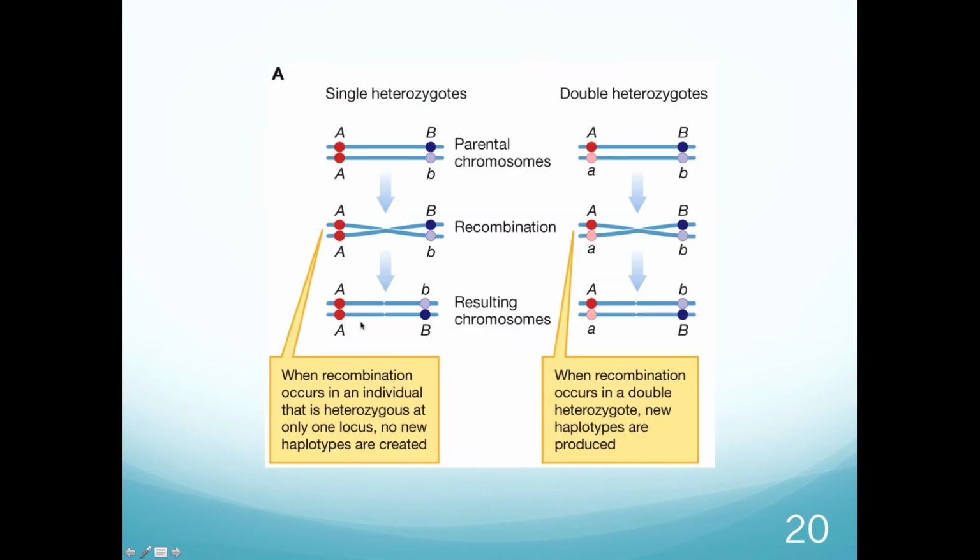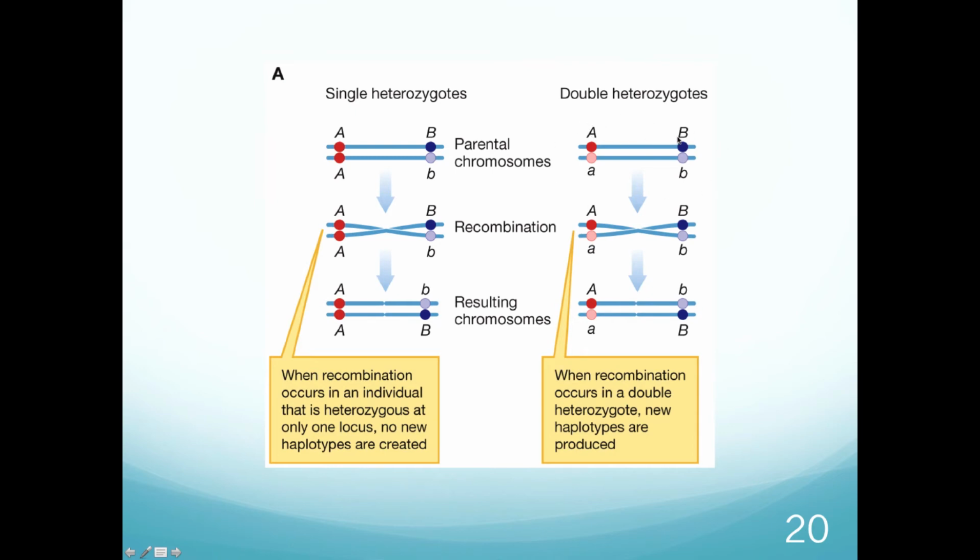It's important to note that you only get new allelic combinations when there is recombination in a double heterozygote. If you have a single heterozygote, so this individual is homozygous at locus A and heterozygous at locus B, if you have a recombination between these two chromosomes, you still end up with big A, little b, big A, big B, the same as the parent. It's when you have double heterozygotes that you're actually able to create new combinations.